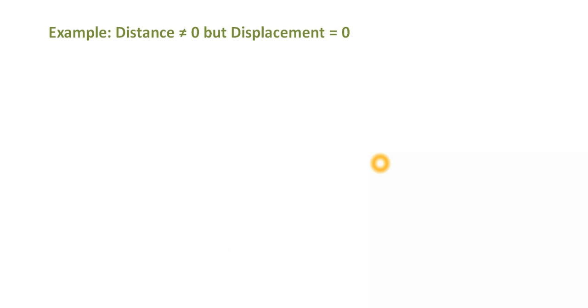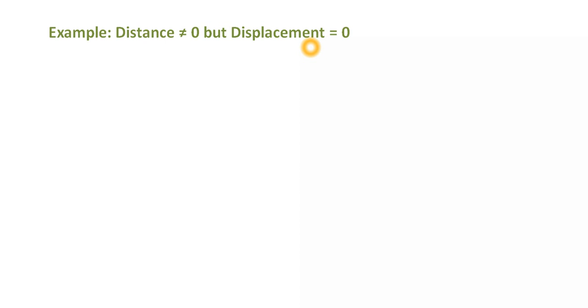Now let's look at another example where distance is not equal to 0 but displacement can be equal to 0. So distance is not equal to 0, right? That means the object is covering some distance, but displacement comes out to be 0. Interesting. Now let's look at the scenario.